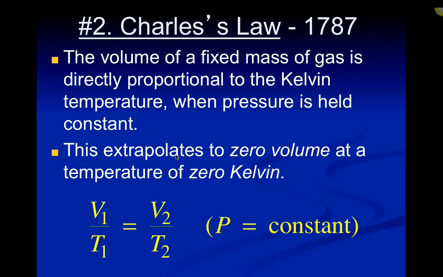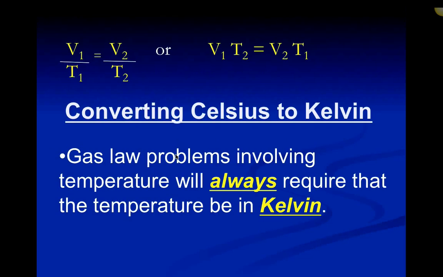You should realize that this equation looks different from Boyle's because Boyle's was inversely proportional, Charles is directly proportional. Sometimes students have trouble solving for a variable that's in the denominator. If you happen to be one of those students, keep in mind that you can cross multiply and rearrange this equation so it's V1 times T2 equals V2 times T1. It's the same exact equation.